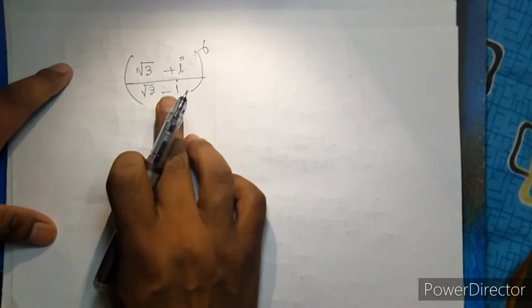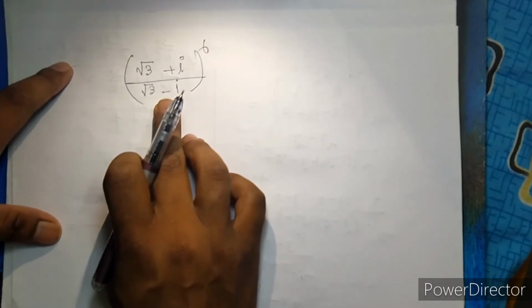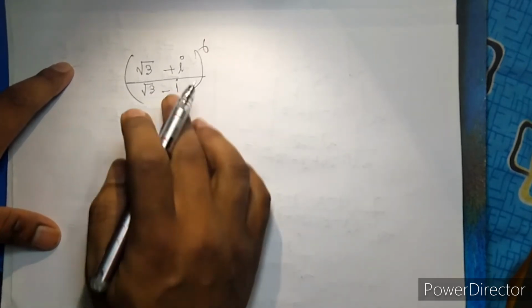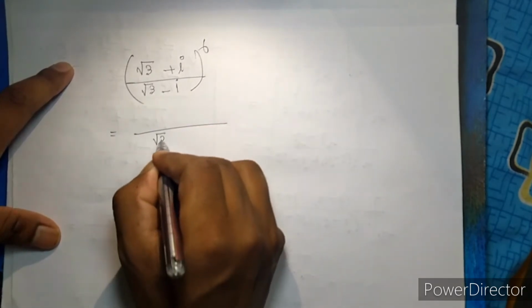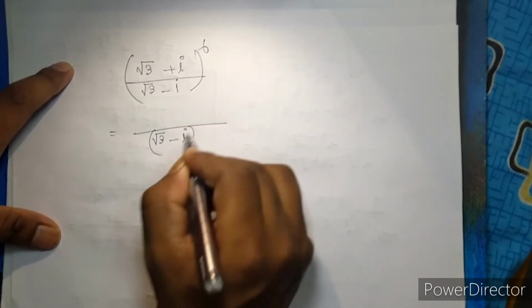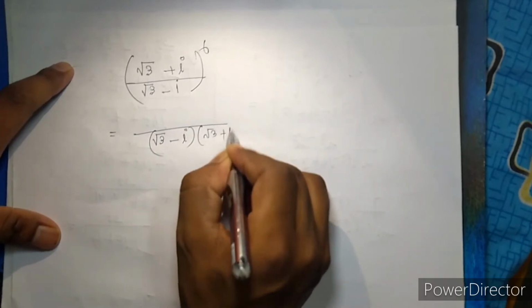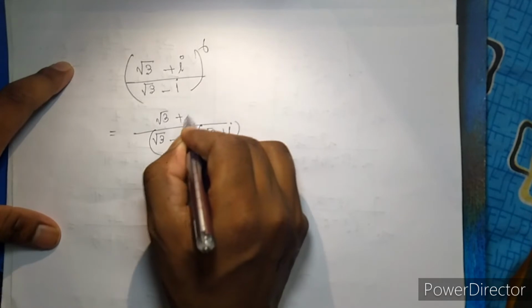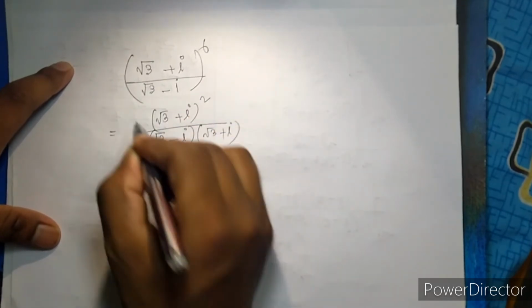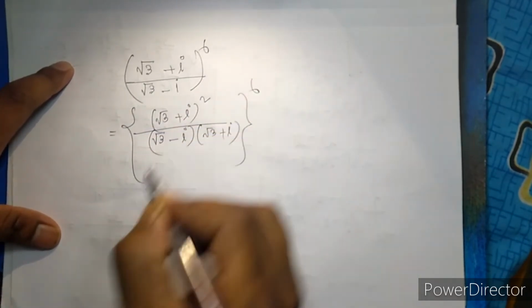Rationalization of denominator always first, so do rationalize like this way with its conjugate. They multiply root 3 plus I and root 3 plus I, so this will be the square, that is, power 6.